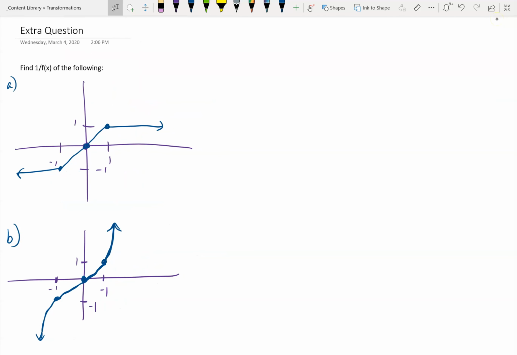In this video, I'm going to cover a particular type of question that is usually on the provincial exam. In this transformation, I want you to find 1 over f of x where f of x is given. So go ahead and copy down these graphs on a separate piece of paper somewhere. I'm going to go through the solutions on how to graph something like this with you.